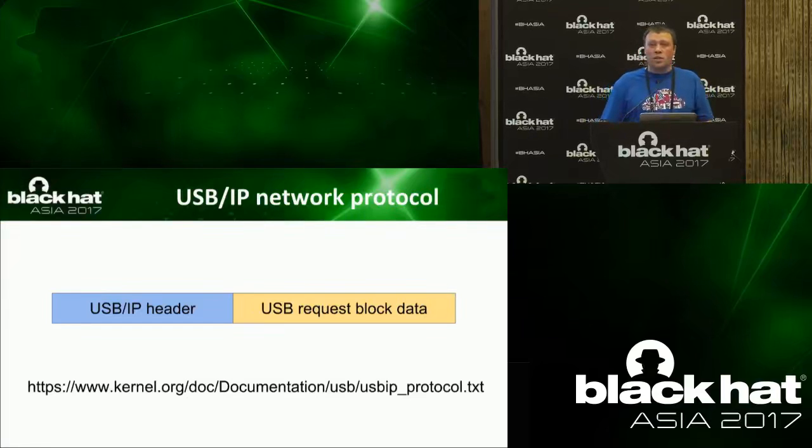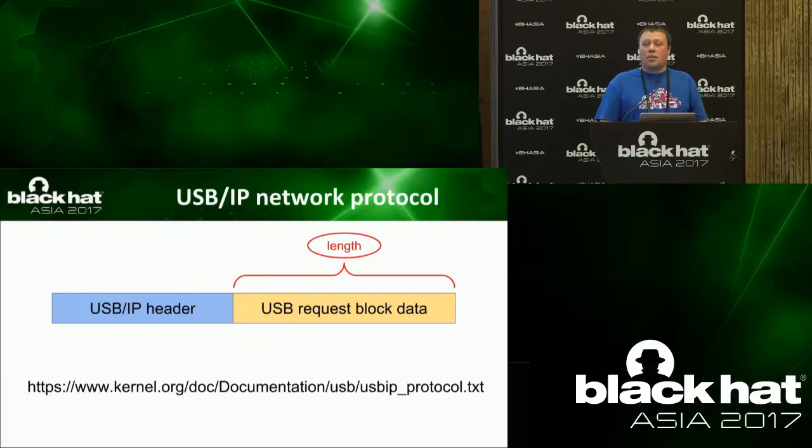To describe it, I will first give a quick introduction to what the USB/IP network protocol is. It's very simple. It's a message-based protocol on top of a plain TCP connection. As in most protocols, it has a header section and a data section. The data section contains the URB data, the USB request block data, which is being forwarded. Obviously, it has some length, and like most protocols, this length is a field in the header.